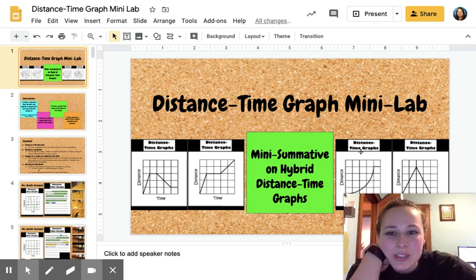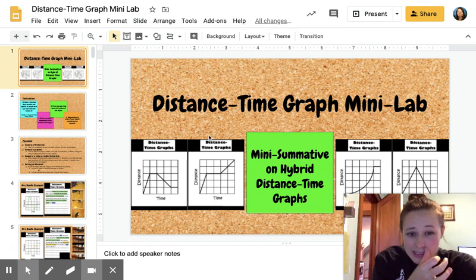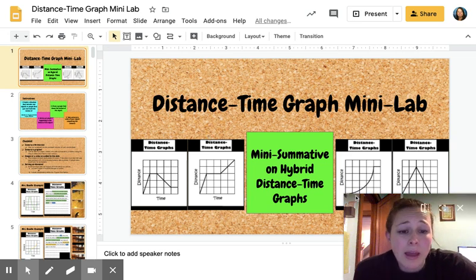Hi guys. So today I am introducing to you a distance time graphing mini lab. This is kind of like a mini summative. It is one of the last things that we're actually going to do with hybrid distance time graphs. So I'm looking for your creativity. I'm looking for some ideas that you might have, and let's see how it goes.